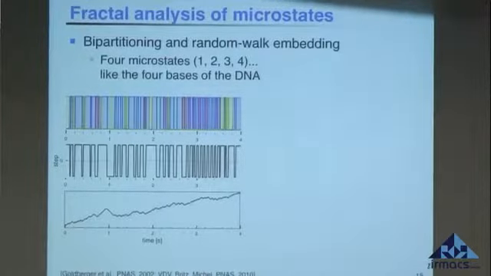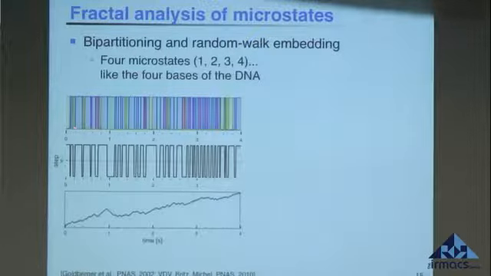Now, to analyze the fractal properties of our EEG microstates, we will follow a methodology that has been applied to the fractal analysis of DNA sequences. In DNA, you have the 4 bases, and we have the 4 microstates. So somehow, maybe our EEG microstates are like the DNA basis of thoughts or cognition, maybe.